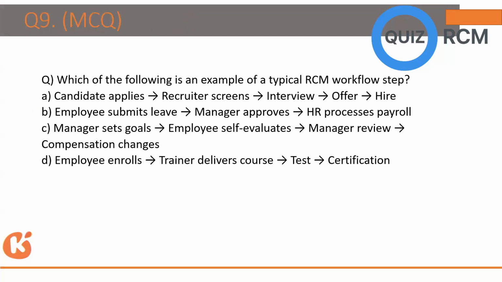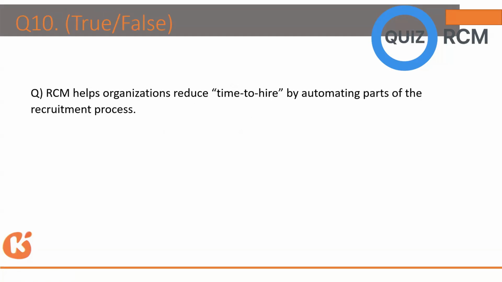Which of the following is an example of a typical RCM workflow? A, candidate applies, recruiter screens, interview, offer or hire. B, employees submit leave, managers approve, HR processes payroll. C, managers set goals, employees self-evaluate, managers review compensation changes. The answer is A. And now the true or false: RCM helps organizations reduce time to hire by automating parts of the recruitment process. True, that is true.